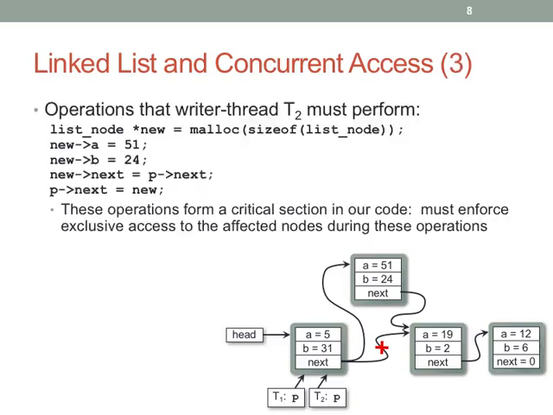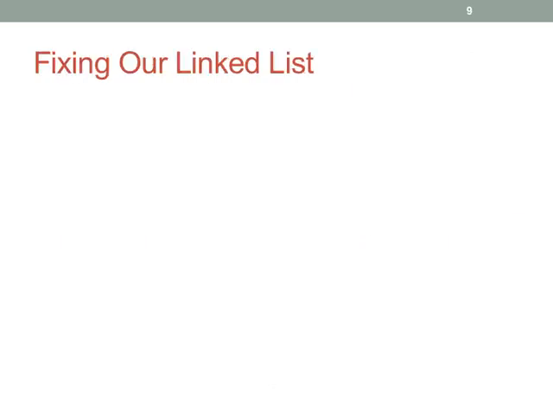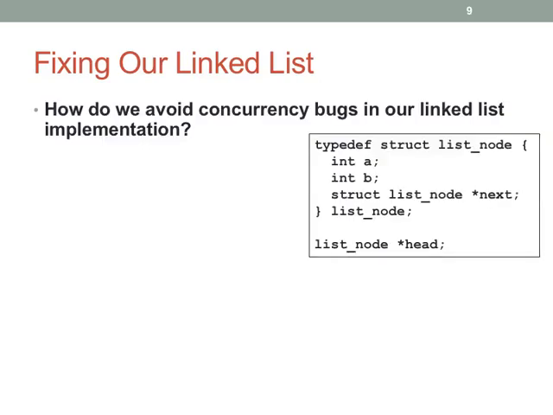So we have these operations, and we'd like them to be a critical section. We'd like to ensure that only one thread is doing those things at a given time. So that's a critical constraint that we have to make sure that this works correctly. Okay. So how would we do that?